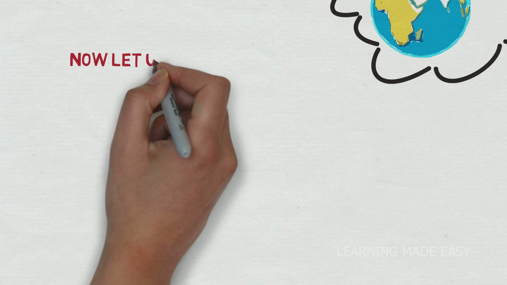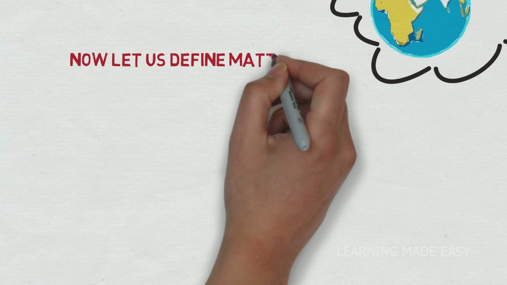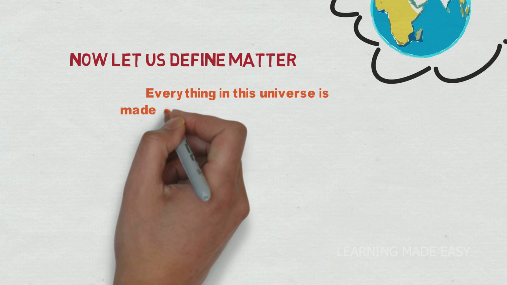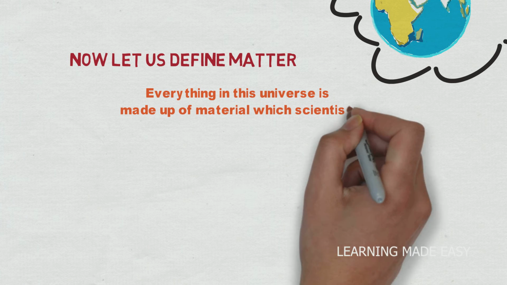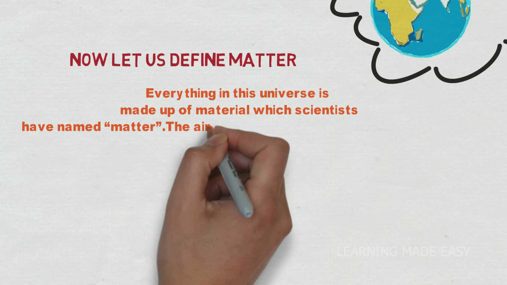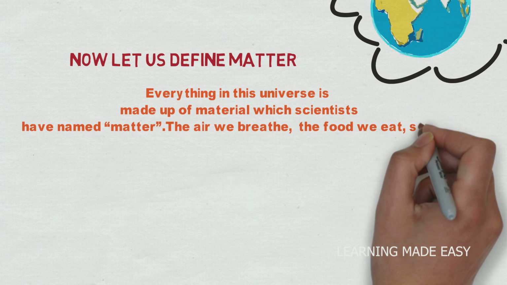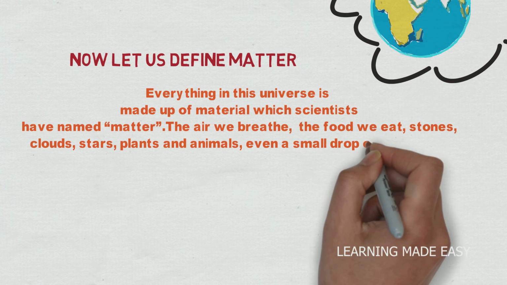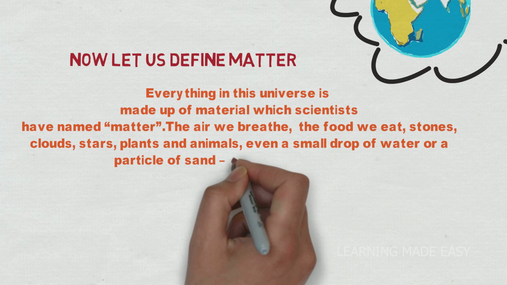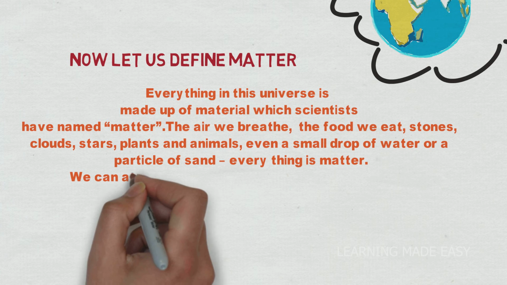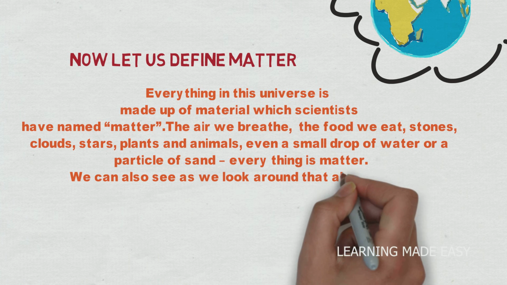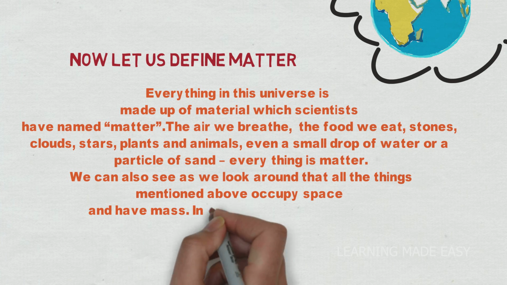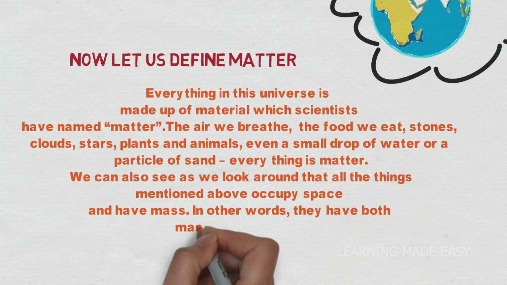After understanding these terms, now let us define what matter is. Everything in this universe is made up of material which scientists have named matter. The air we breathe, the food we eat, stones, clouds, stars, plants and animals, even a small drop of water or a particle of sand. Everything is matter. We can also see as we look around that all the things mentioned above occupy space and have mass. In other words, they have both mass and volume.